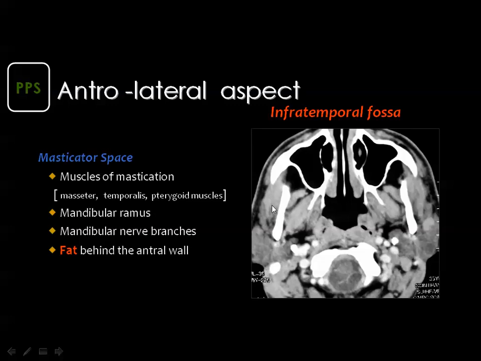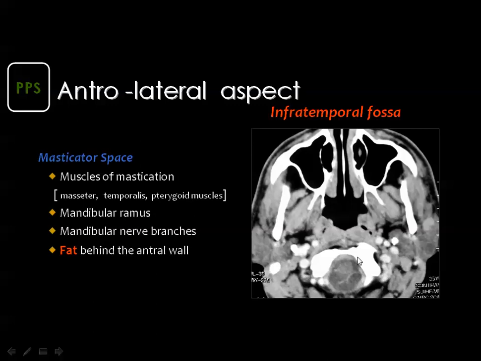Then outside the ramus of the mandible, you can see the masseter muscle. And this fat is very important, which is the fat behind the antral wall. This area belongs to the infratemporal fossa. And in case of neoplasms, the surgeon wants to know if this fat has been infiltrated or not by the tumor. This is an important finding.